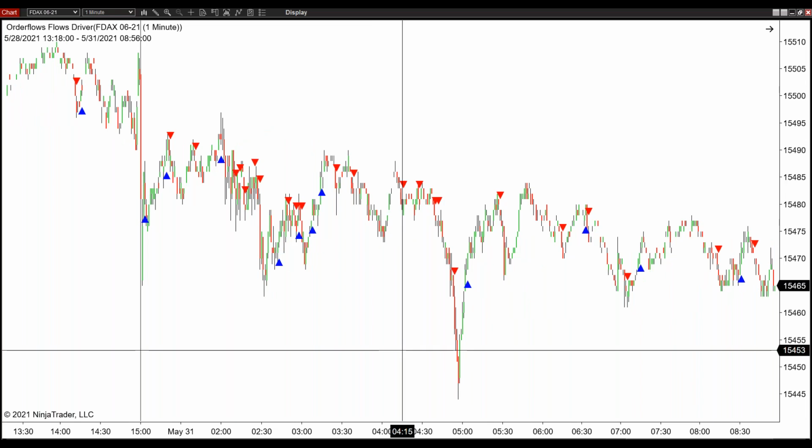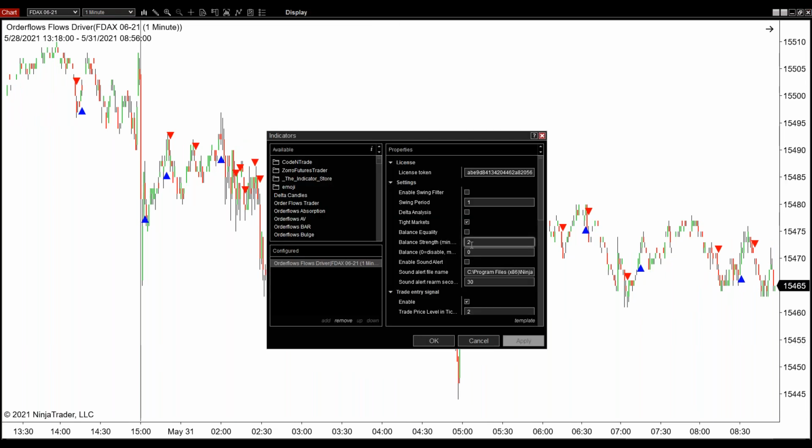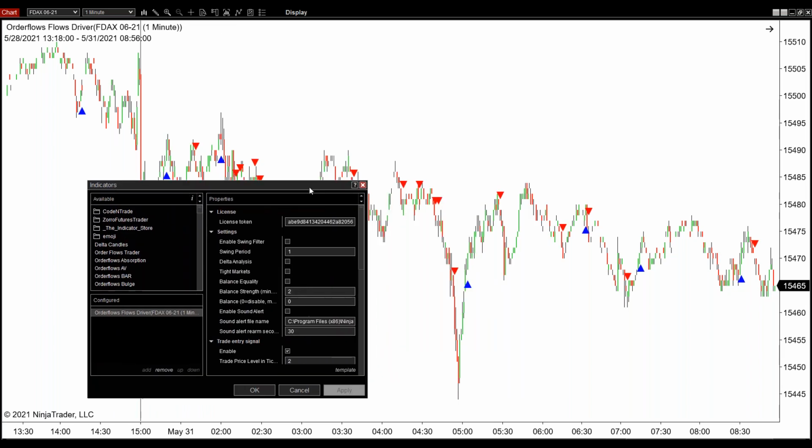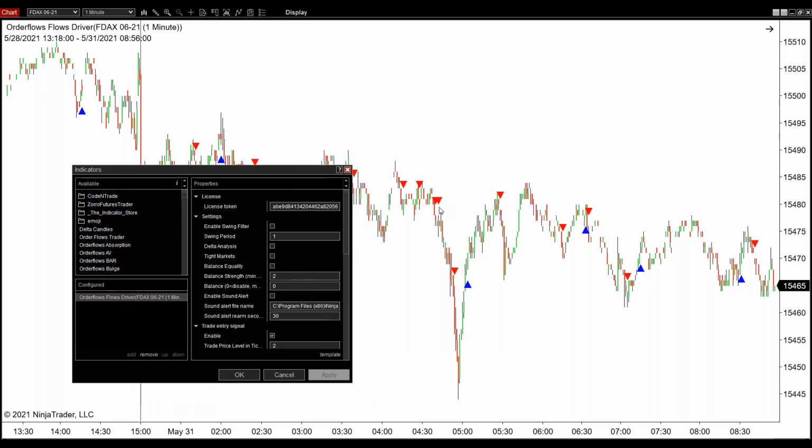And again, this is at its very basic level, right? This is about as low as you can get on the settings. Pretty much everything turned off, except tight markets. But on a market like DAX, it's not going to matter. It's basically going to get the same signals, right?